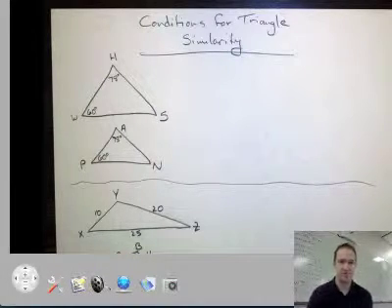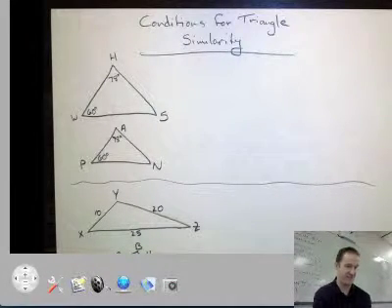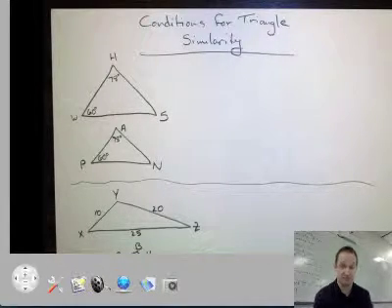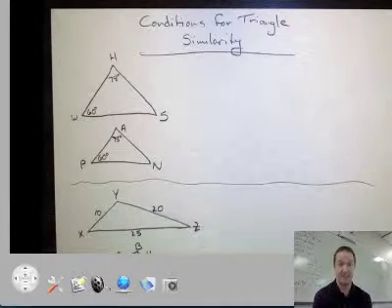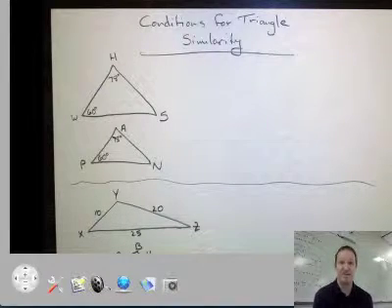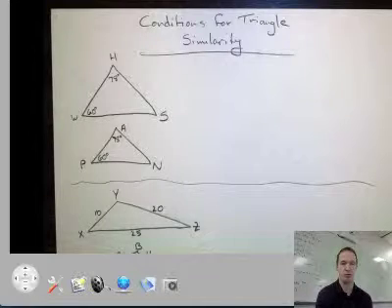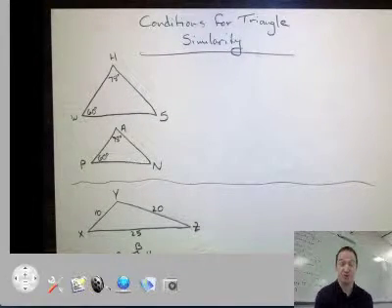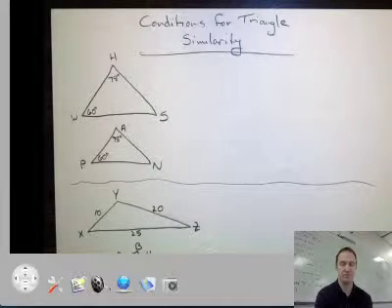Hello there, everybody. This is a video about the conditions for triangle similarity. We talked about similarity, similar figures anyway, being the same shape, but not necessarily the same size. Later we'll talk about congruent shapes being the same shape and the same size. But for similarity, similar figures are just the same shape, not necessarily the same size.